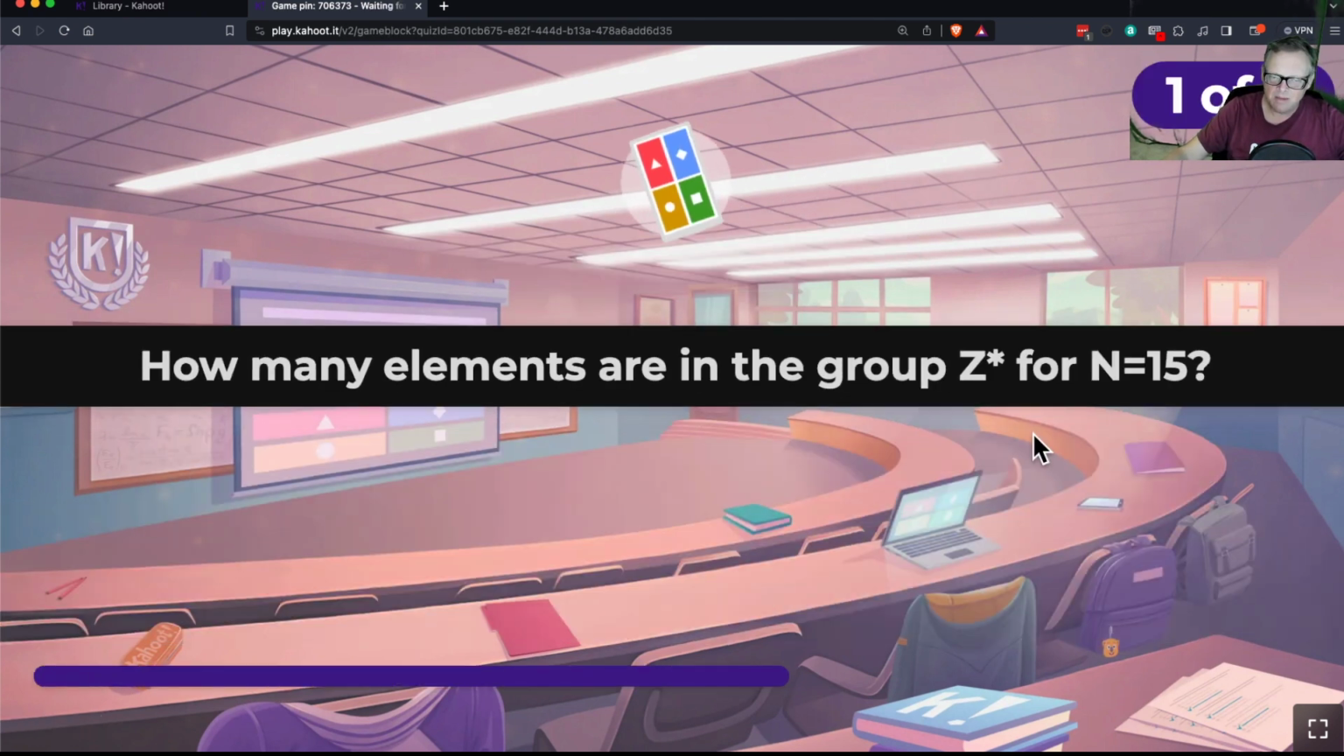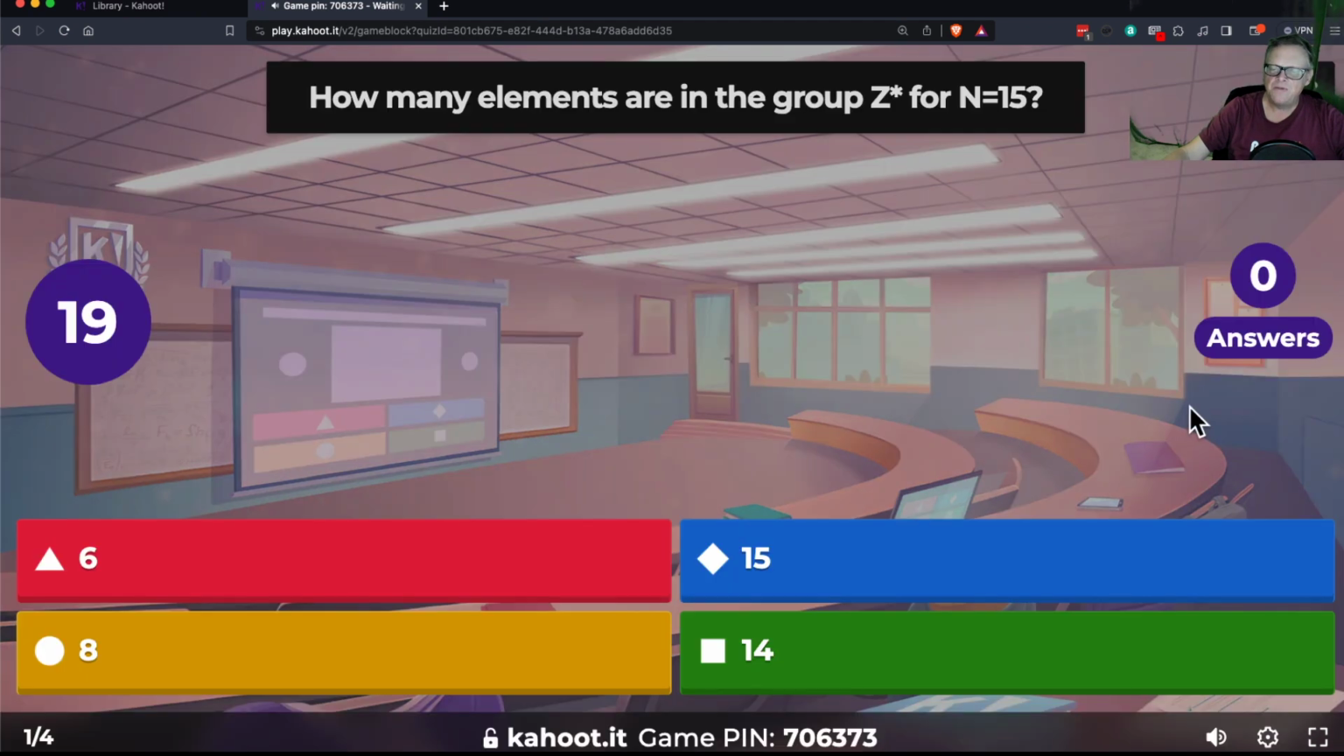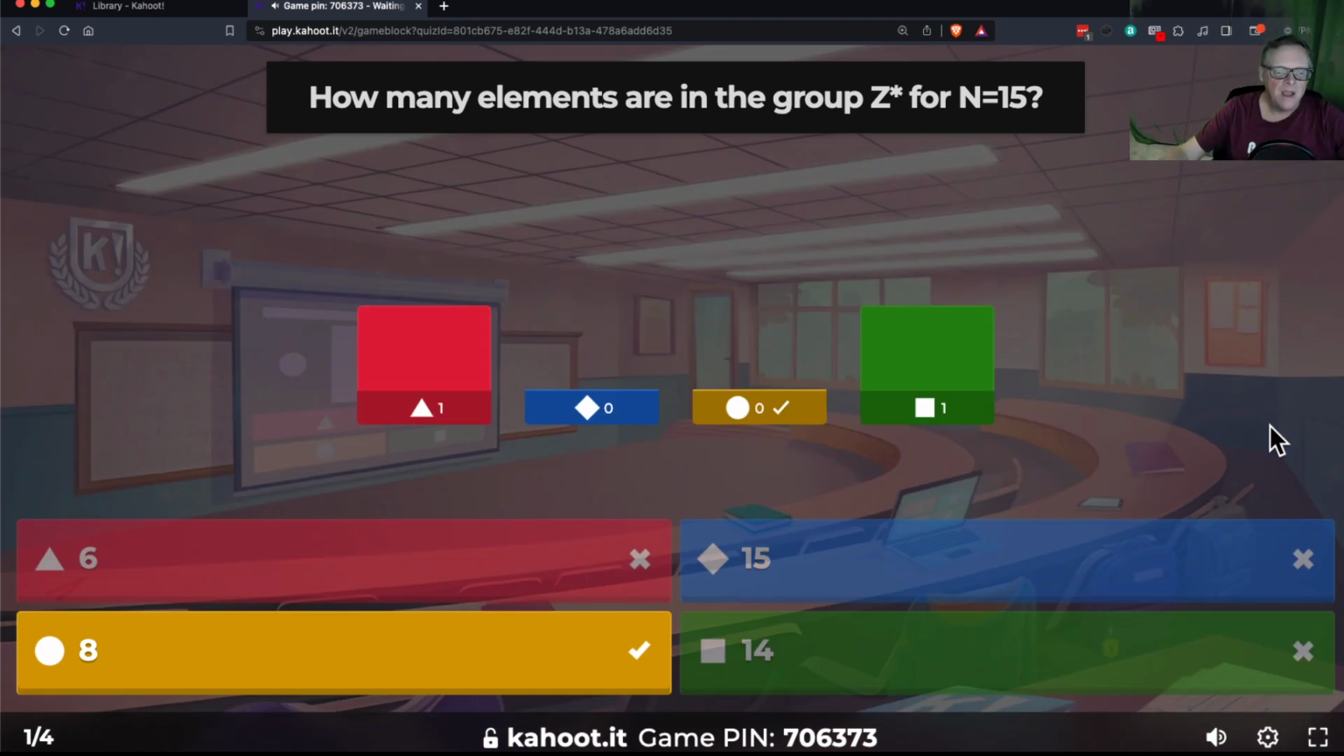All right, how many elements are in the group Z star 15? 15 is 3 times 5, so the number of elements in the group is 3 minus 1 times 5 minus 1, which is 2 times 4, which is 8. The number of entries in the group is P minus 1 times Q minus 1. And here P is 3 and Q is 5.